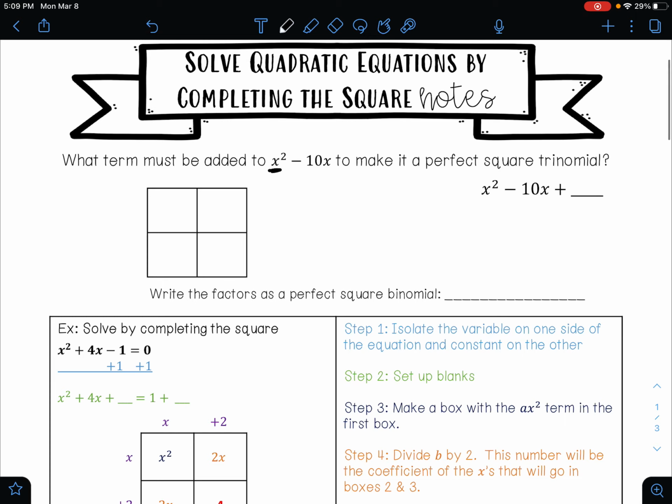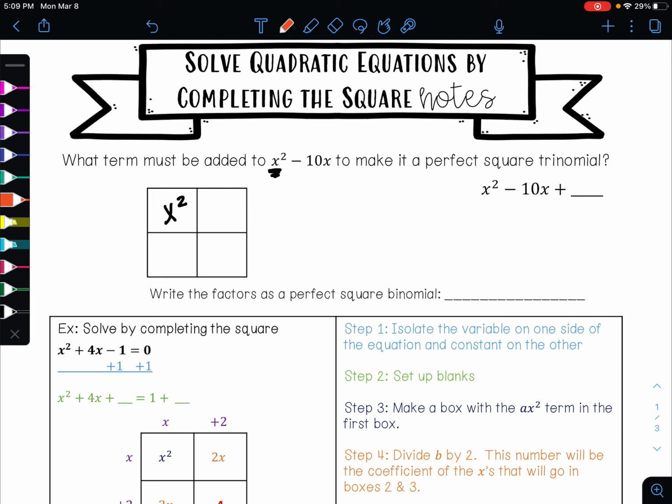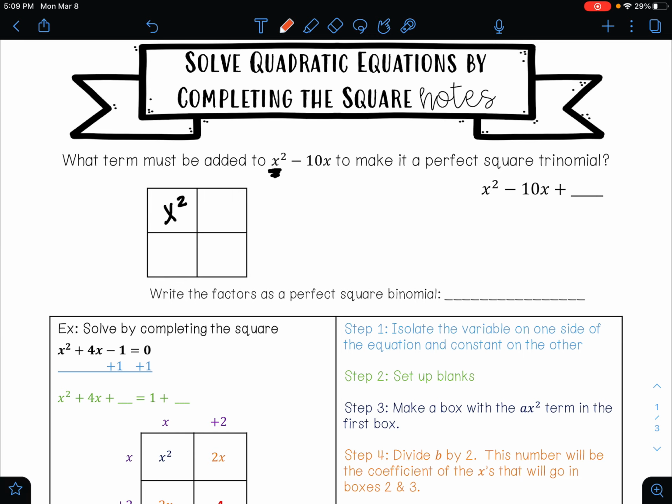Well, what we're going to do is take our first term and put it in the first box. Now I want this box right here to be a perfect square. I do not want it to be a rectangle. The difference between a square and a rectangle is that in a square, all the sides are the same. So if I want this side length to be the same as this side length, then that would mean that I need to divide my middle term by 2. Negative 10x divided by 2 is negative 5x.